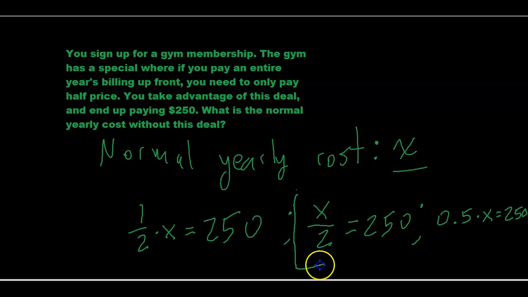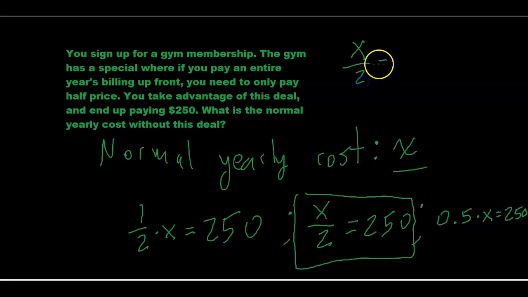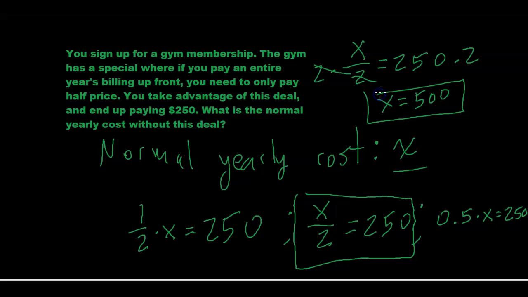Let's pick this one. Let's pick the representation x divided by 2 equals 250. What do we do to solve for x? Well, x is on the left-hand side. It's being divided by 2. We want to undo that division by 2. So we're going to multiply by 2 on both sides. x will then be by itself, and it's equal 250 times 2 is 500. So x is equal to 500.